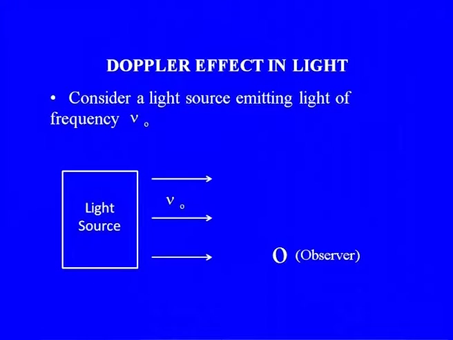So let's first of all consider a light source that's emitting light of a certain frequency. Let's call that frequency nu zero. And you have an observer here, which I show by O, towards the right of your screen.